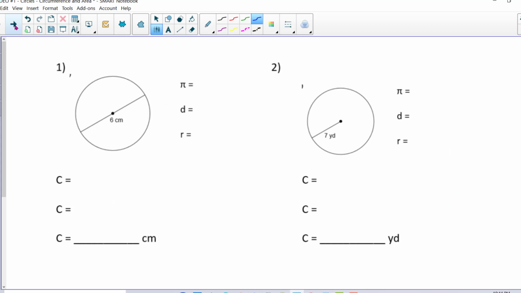Now, it is your turn. I want you to try these two. First, identify your parts, pi, the diameter, and the radius, and then put in your formula. You have 2 to choose from, right? I'll start you off on this. Let's use pi times the diameter. All right, maybe use the other one for this one. 2 times pi times the radius. So pause the video, fill in the values for pi and the diameter, or pi and the 2 and the radius. Use your calculator, and then solve it and write your answers here. Go ahead and pause the video.